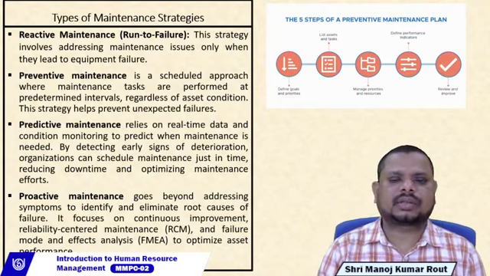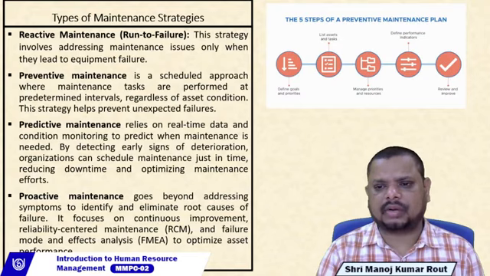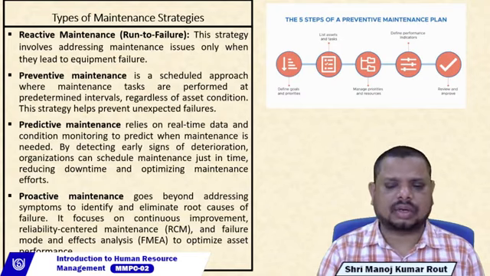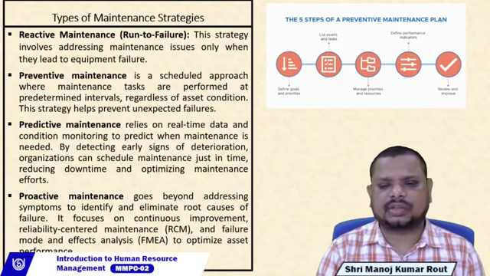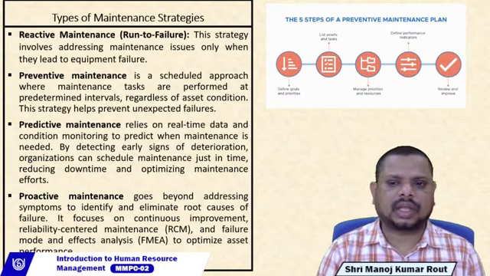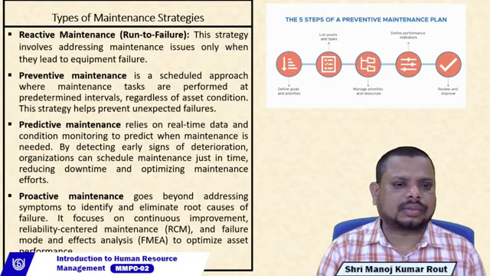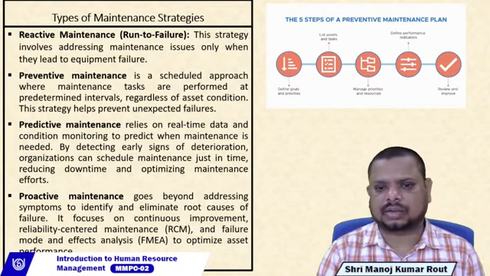Reactive maintenance strategies involve addressing maintenance issues only when they lead to equipment failures. So if you find a gearbox is not running properly or not efficient, in that case you have to provide reactive maintenance so that within a limited amount of time you can fix the gearbox, and it is directly delivered to the production department for efficient running of that particular gearbox.